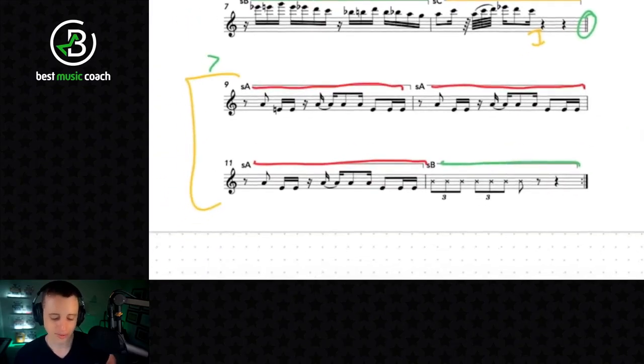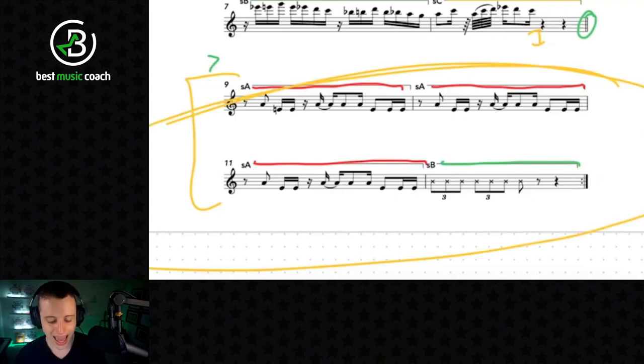Then here we have dum dum dum dum dum dum dum dum, ya da da da da da. sAA'B framework to tie things up.